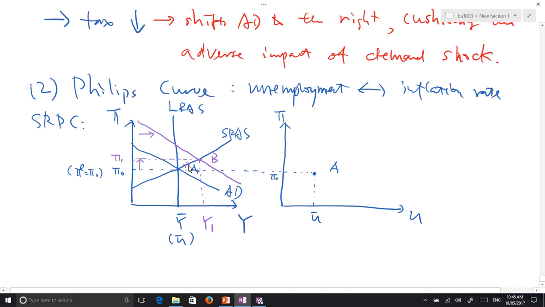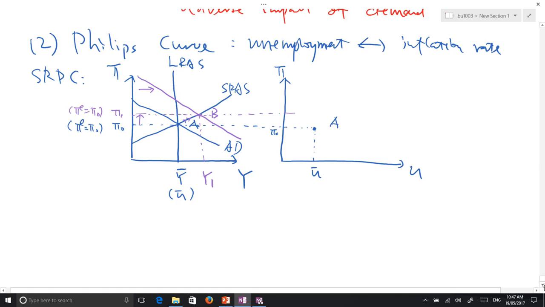So at B, people haven't changed their expectation yet. People keep the expectation at the previous level. So now we observe that the inflation rate goes up from pi 0 to pi 1, and output goes up, Y goes up, which means firms need to hire more workers. Okay, let me write down here.